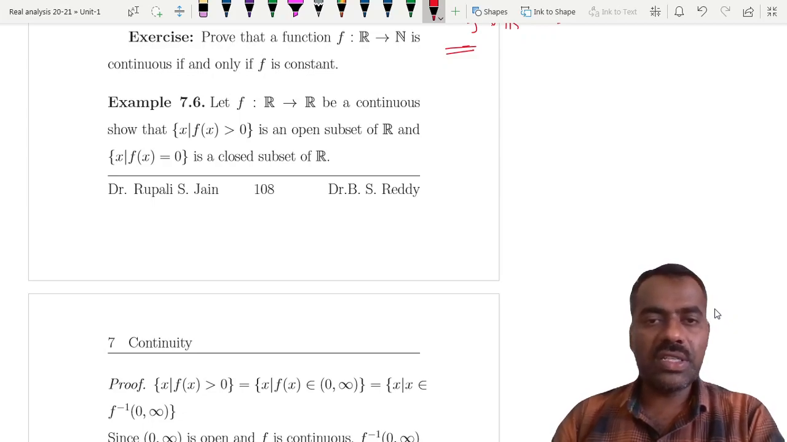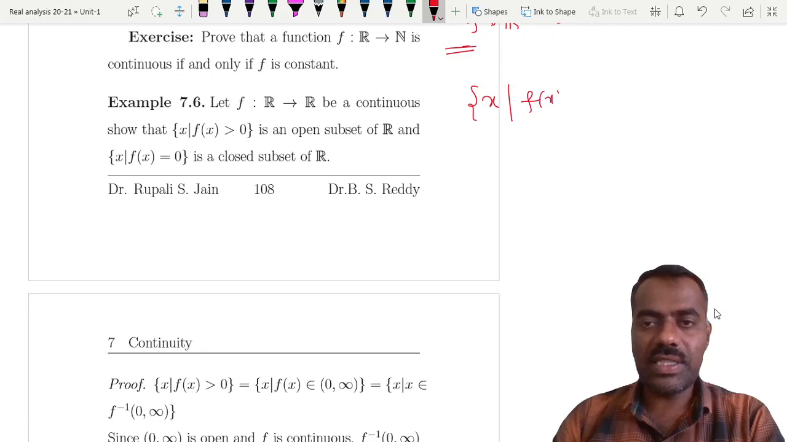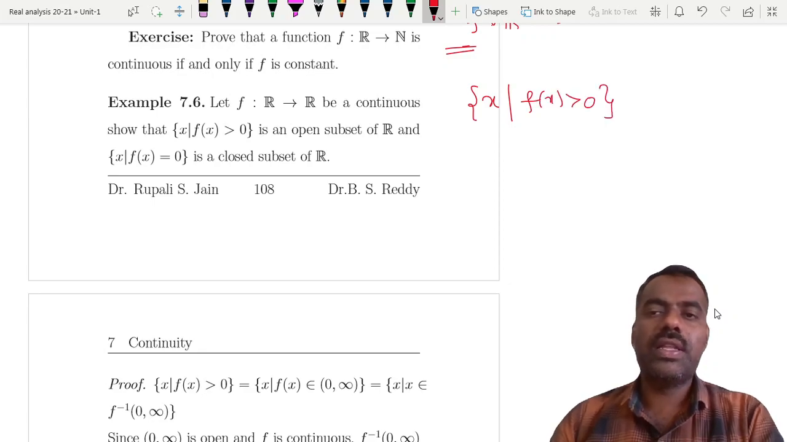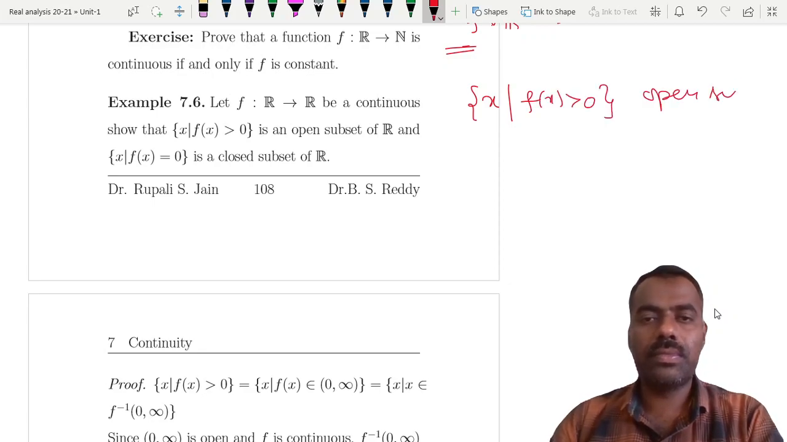If you take a continuous function from R to R, and take the set of x such that f of x is strictly greater than 0, then you can show that it is an open set. And the set where f of x equals 0 is a closed set.